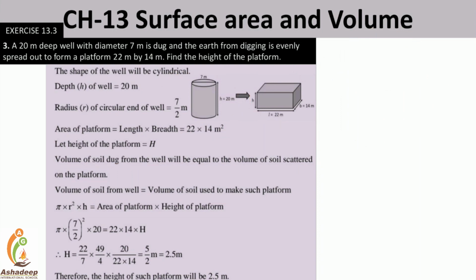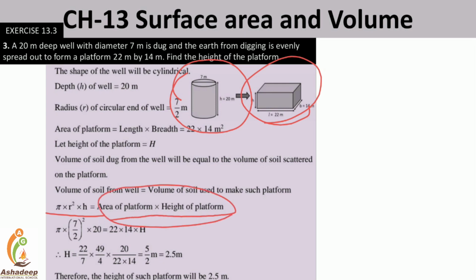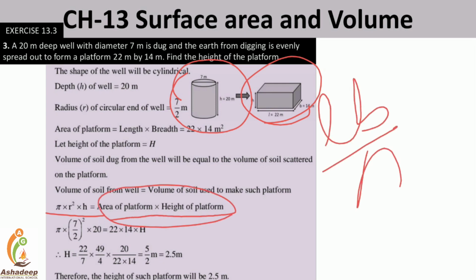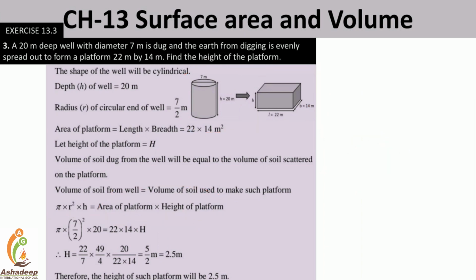Okay, now let's move ahead. So this is pi r square h. What about this? This is nothing but LBH, right? So this is the area of the platform into the height. Why? Because L into B is nothing but the area. So that is why here it is written area of the platform, right? So pi on one side is pi. Now we have to put the value of r, that is nothing but 7 by 2 square, right? Then 20, then you have to put 22 by 14.